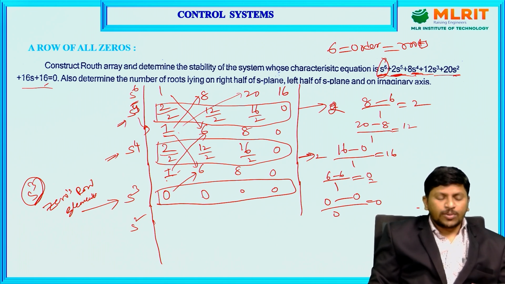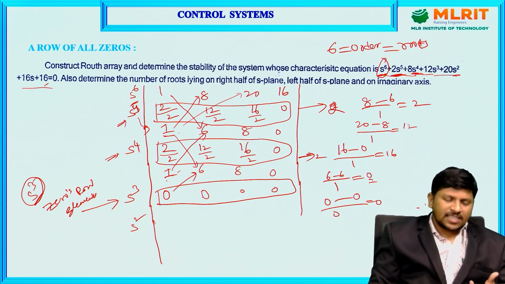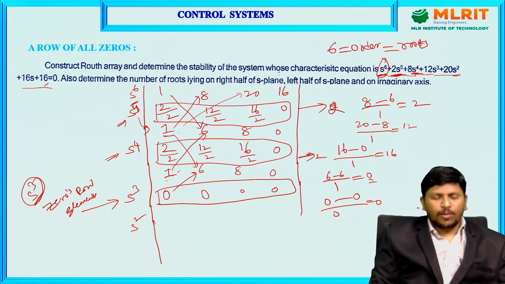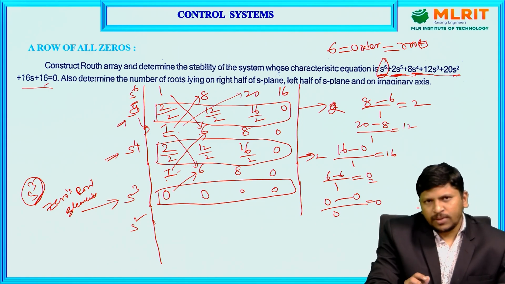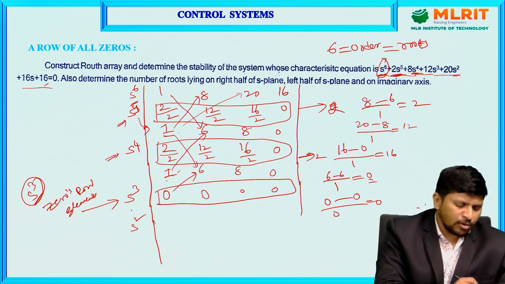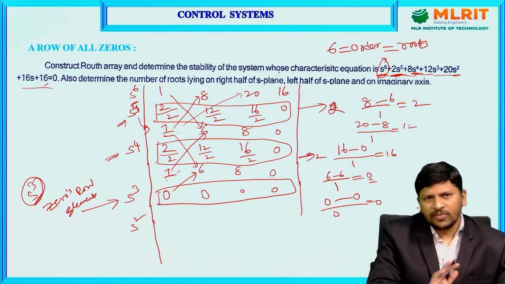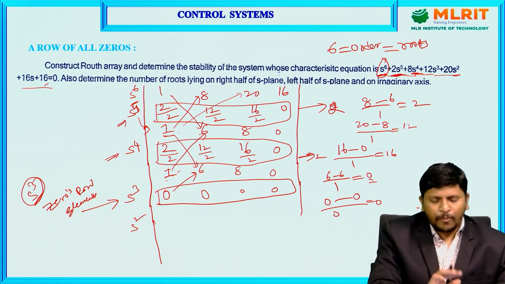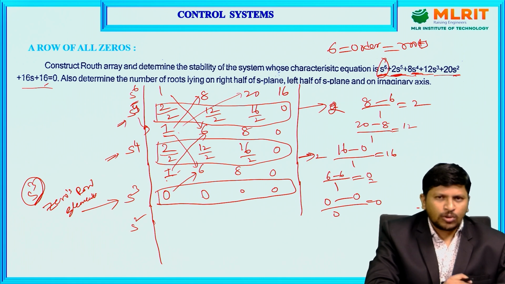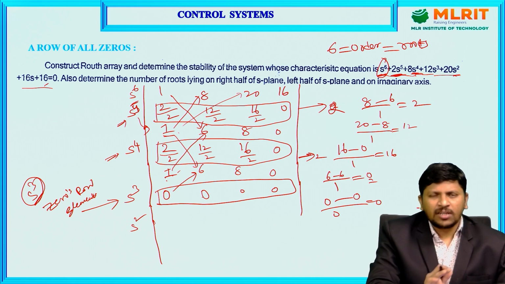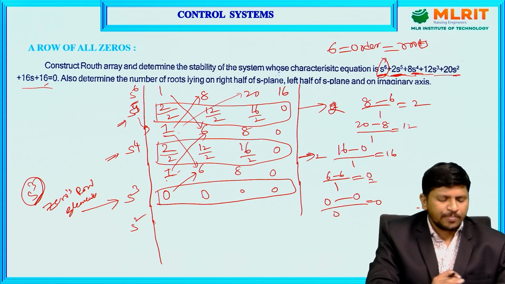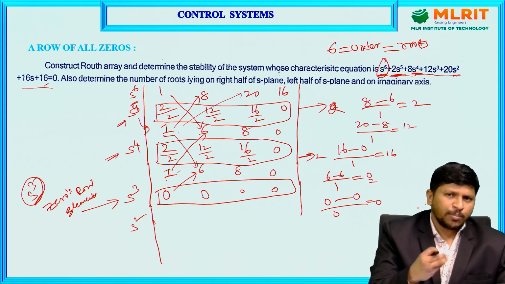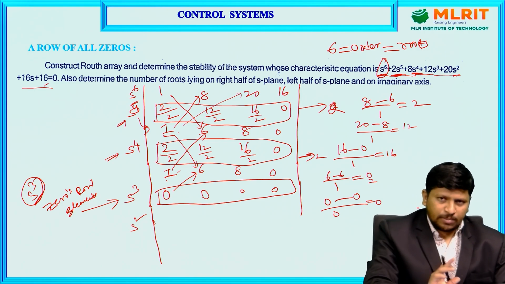So that's why, to overcome this problem, we are going to consider the auxiliary polynomial equation to solve the problem. Auxiliary polynomial equation means what? The row above the zeroth row is nothing but the auxiliary polynomial equation. The auxiliary polynomial equation always has even powers only. You can remember these two very important points.